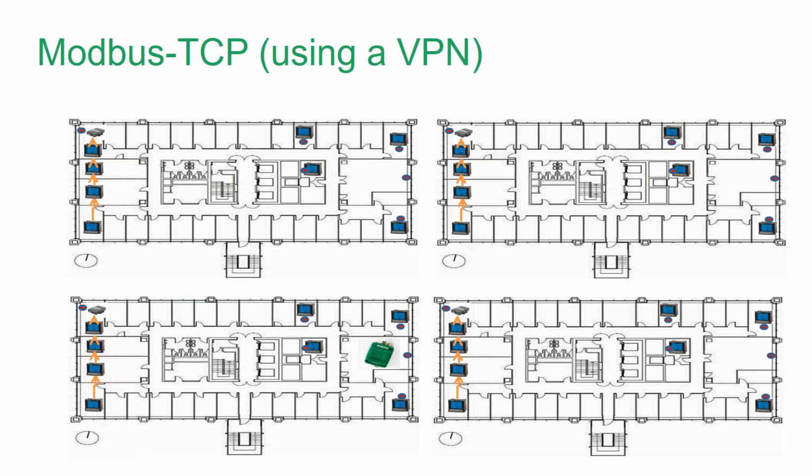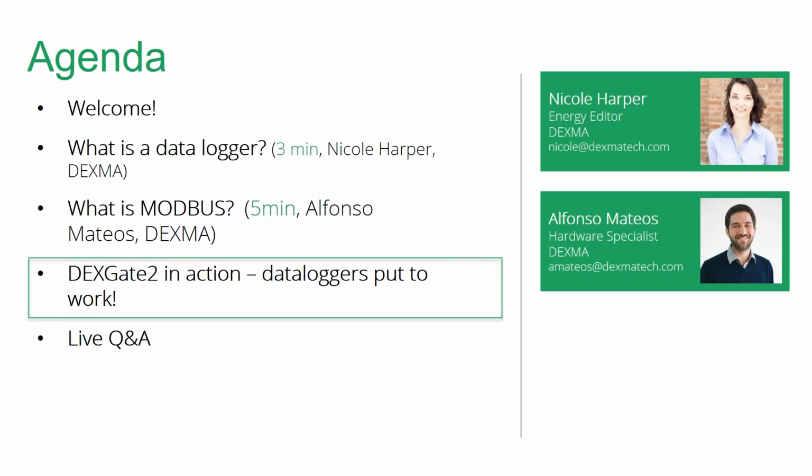Okay. So this is, of course, better in terms of placing wires, or having to pass these wires over the walls, because I have the existing Ethernet wire. Okay. So this is Modbus TCP. This is what Modbus is, but how can I work with Modbus? Now we are going to see Dexgate 2 in action.